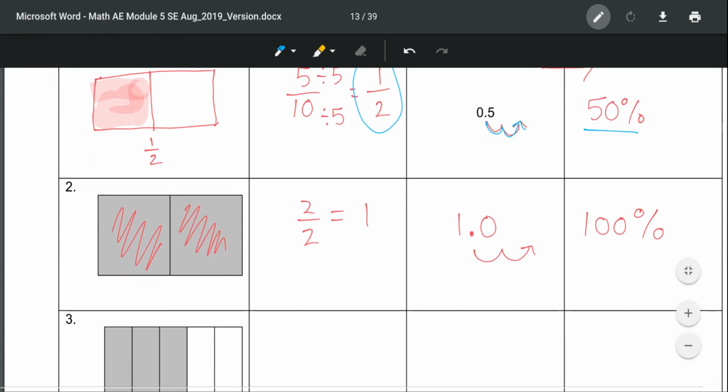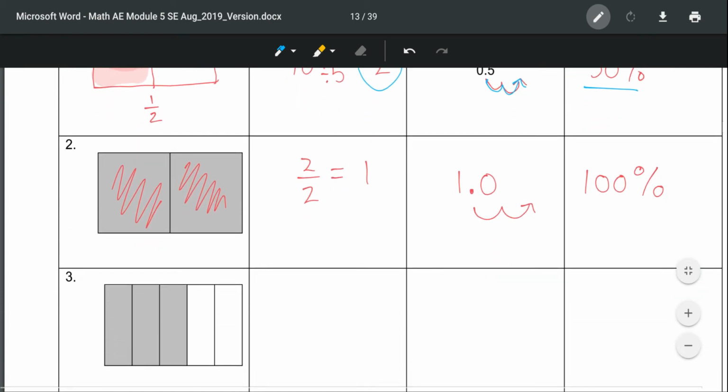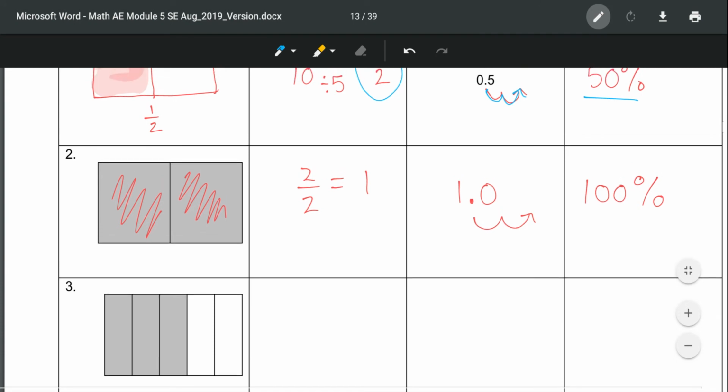Now in number 2, the bar model is drawn for you, but the fraction, decimal, and percent are not. So notice how both of these regions are shaded in. So that means 2 out of the 2 regions are shaded in. So that's why as my fraction, that would be 2 out of 2, which is 1 whole. Now 1 whole as a decimal is 1.0. And then to convert the decimal into a percent, you move the decimal 2 places to the right and you get 100%.